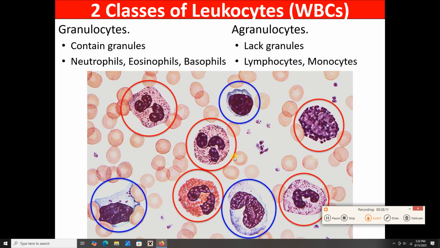Okay, there are two classes of white blood cells. There are the granulocytes, which are cells that have little granules. Granulocytes are your neutrophils. So I got 3 different neutrophils right here, as well as your eosinophils. I got one eosinophil here and a basophil. So those are my granulocytes. Agranulocytes lack granules, and those are my lymphocytes and my monocytes.